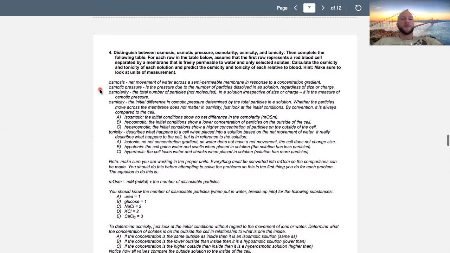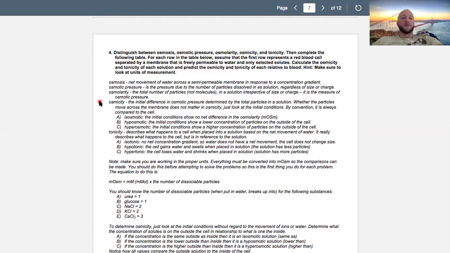So, osmosis. Osmosis is the net movement of water across a semi-permeable membrane in response to a concentration gradient. It's the movement of water. Osmotic pressure is the pressure due to the number of particles dissolved in a solution, regardless of size. So it refers to the force that is pushing or pulling water towards the area of higher concentration. The pressure, the force of water being pushed in that direction. Osmolarity is the total number of particles in a solution, irrespective of size and charge. It's a measure of osmotic pressure.